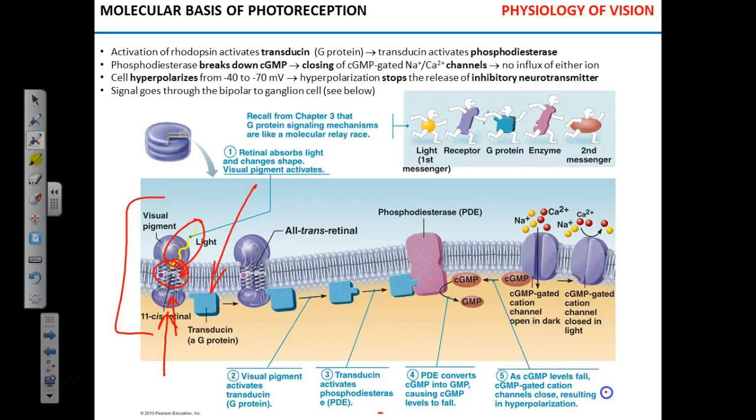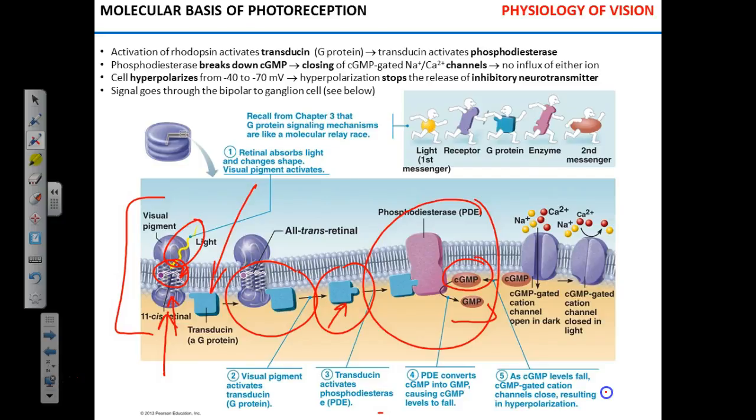So when 11-cis retinol is converted to all-trans and is separated from opsin, opsin changes the conformation. That changed conformation activates the G protein. So this G protein is activated. The G protein then moves, the smart word is translocates, to the enzyme called phosphodiesterase. Phosphodiesterase breaks down the molecule of cGMP, converting it to GMP. So far, I know it's complicated, but let's go over it one more time.